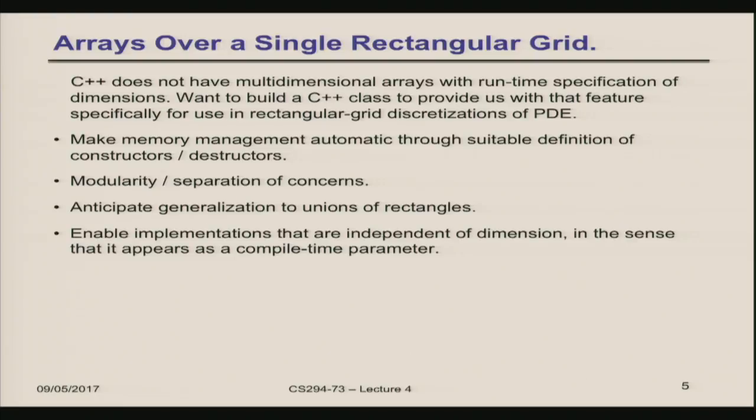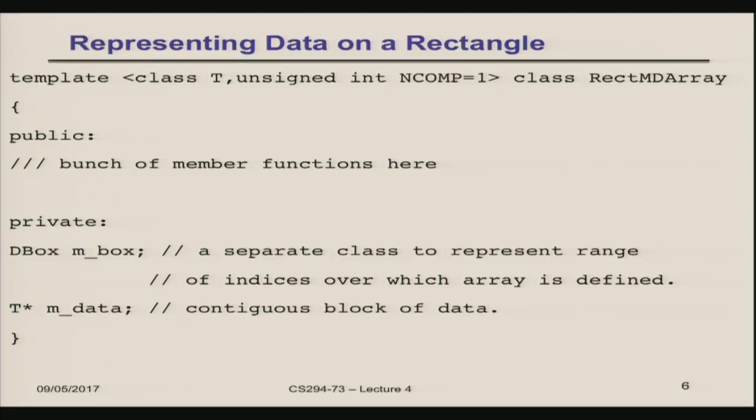And in any case, if you are doing problems in lots of different space variables, multiple space variables, you don't want to have to maintain multiple versions of the same code. So here's how we're going to represent data on a rectangle. It's going to be a templated class. The class template is going to be the value that arrays take on. So in this particular case that we showed for Laplacian, that would be either float or double. So T would be one of those two.